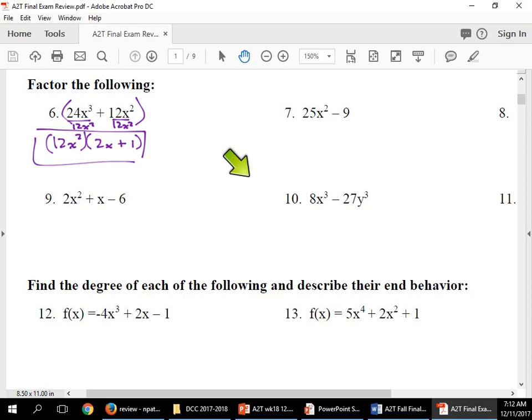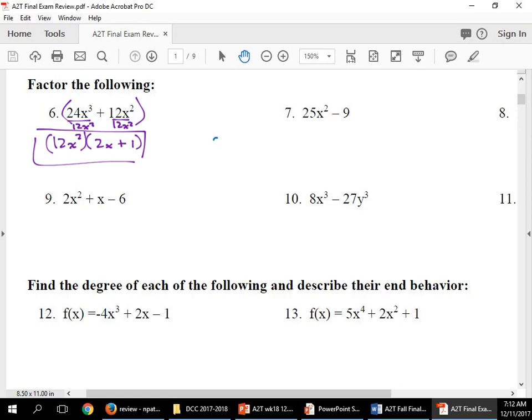Let's hop over to 10 right here because this one is commonly forgotten. First thing I notice is that this has an x and this one has a y. So I can't take out something from both of these, like a variable. I can't even take anything out of 8 and 27 at the same time. But I do notice that everything's a perfect cube. Okay, there's a couple formulas for you guys to know for perfect cubes.